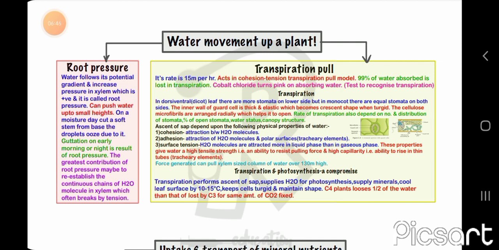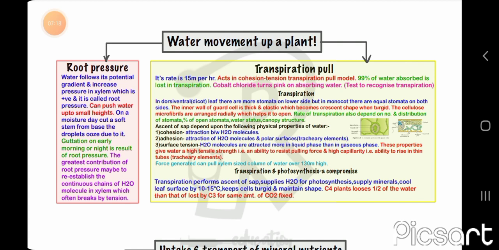Then transpiration in a dorsiventral leaf: there are more stomata on the lower side, but in monocot leaves there are equal stomata on both sides. The inner wall of the guard cell is thick and elastic, which becomes crescent shaped when turgid. The cellulose microfibrils are arranged radially, which helps it to open.